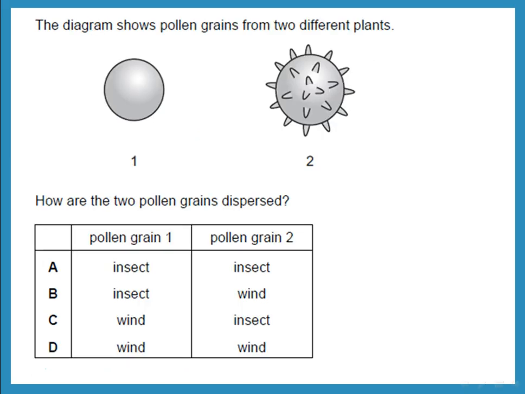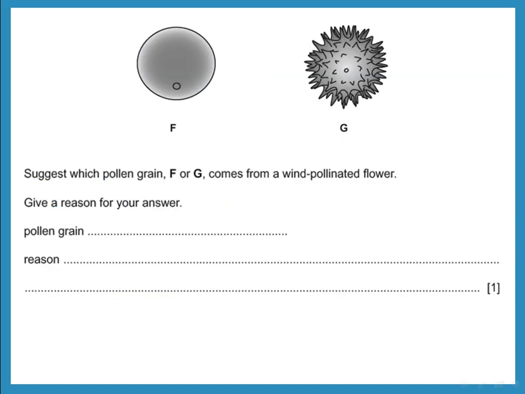The diagram shows pollen grains from two different plants. How are the two pollen grains dispersed? So, pollen grain 1, is this by insect or by wind? If it is smooth surface, then by wind. 2 has a rough surface, that's by insect. So my answer is C.